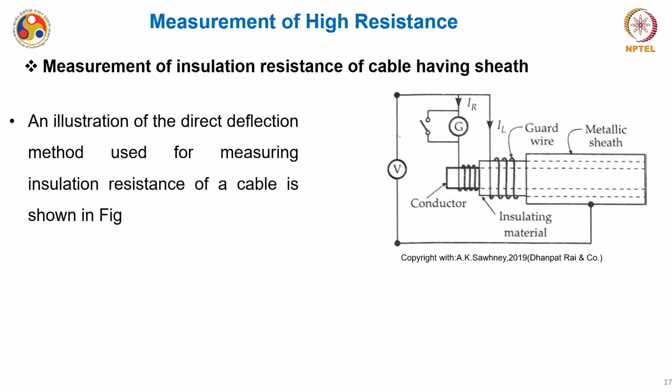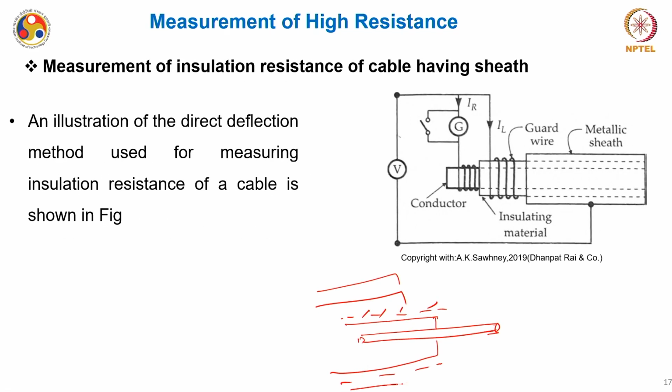One example is the measurement of insulation resistance of a cable which has, say, a metal sheath. We have all seen this kind of cable where you have a conductor, on top of it you have a plastic cladding, and on top of this you have another metal jacket. Sometimes even on top of this you have another cover of plastic. I am not considering this right now, only these three layers. This is metal, we are calling it the metal sheath, then this insulating material.